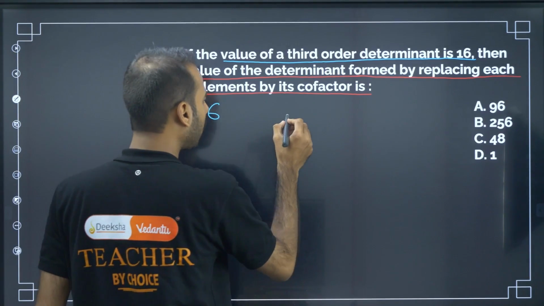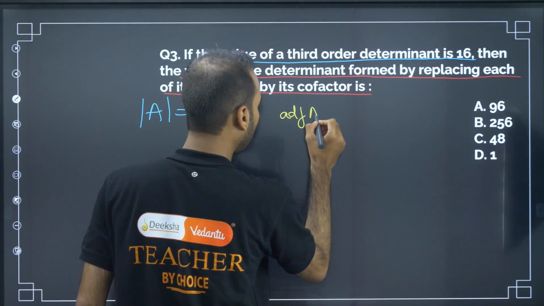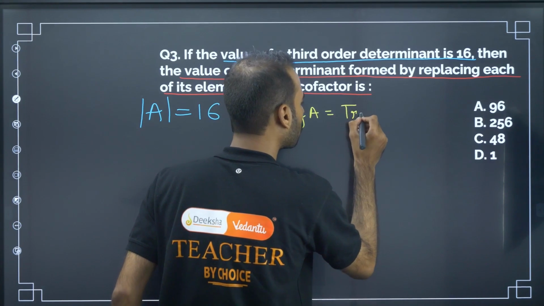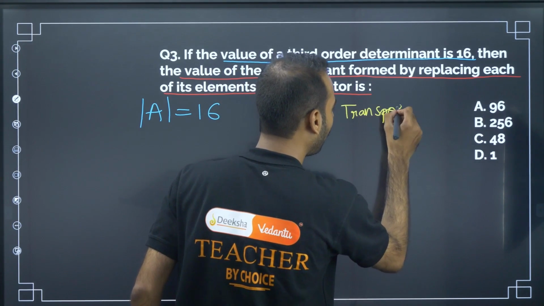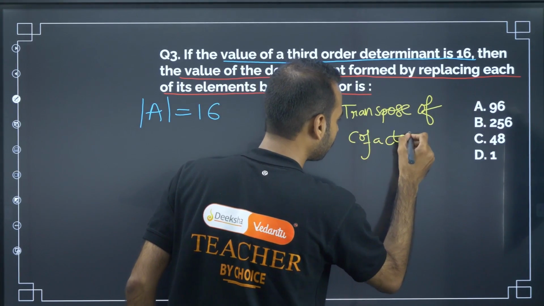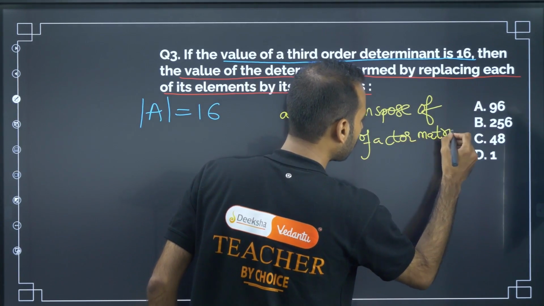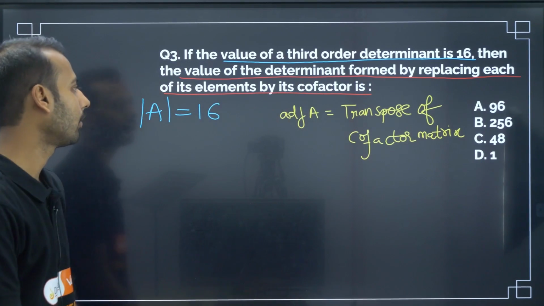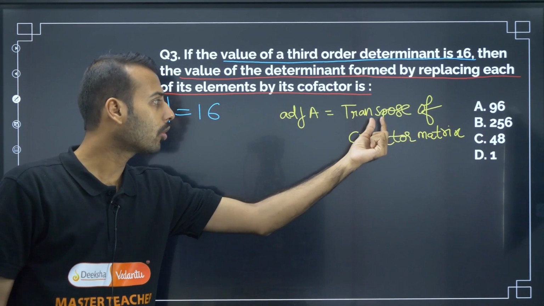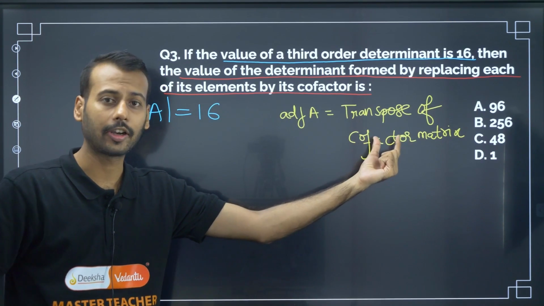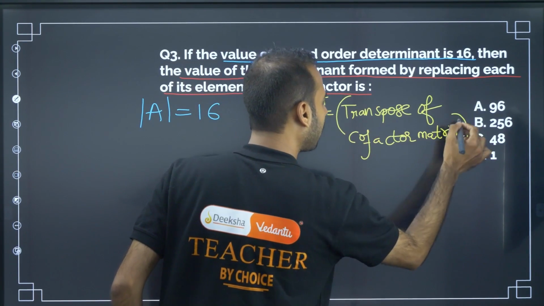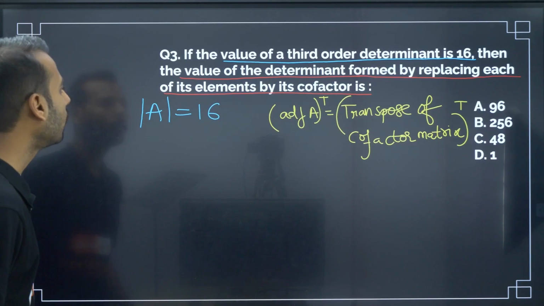Now try to recall adjoint of A. Suppose A is one matrix, then adjoint of A is given as transpose of cofactor matrix. Adjoint of A is transpose of cofactor matrix. They don't want transpose, they want only cofactor, determinant of cofactor. So what I will do, I will apply transpose on both sides.